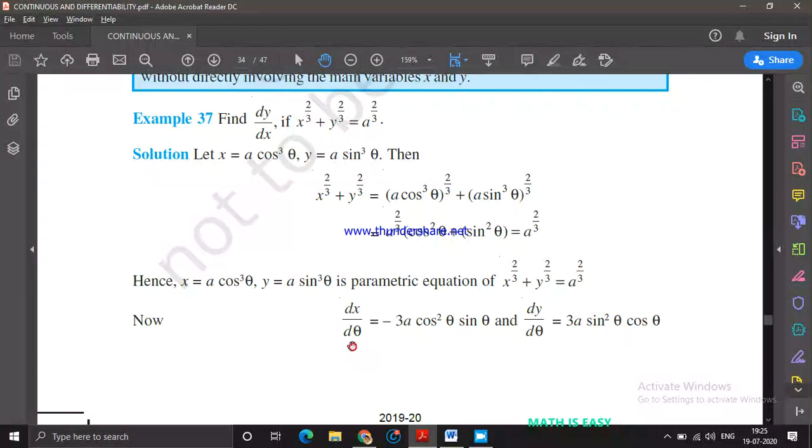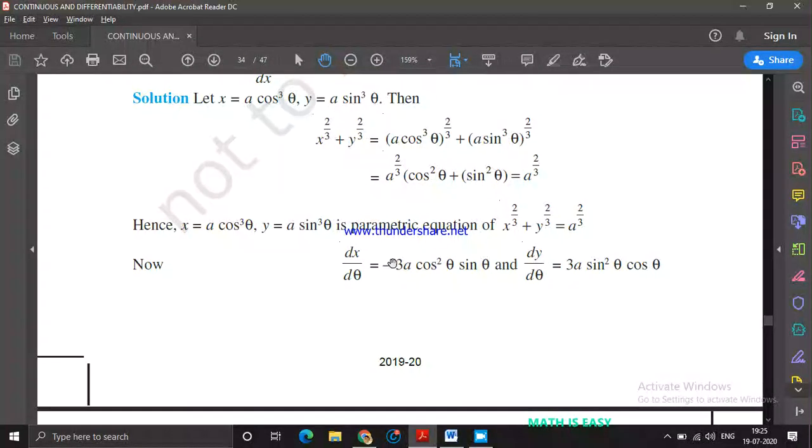So dx by d theta is a into cos cube theta. If I differentiate cos cube theta, it will come as 3 into cos square theta into the derivative of cos theta, which is minus sin theta. So finally dx by d theta will come as this one. Y you have taken as a sin cube theta. If I differentiate sin cube theta, a will remain as it is, 3 into sin square theta into the derivative of sin theta, which is cos theta. So 3a sin square theta cos theta.